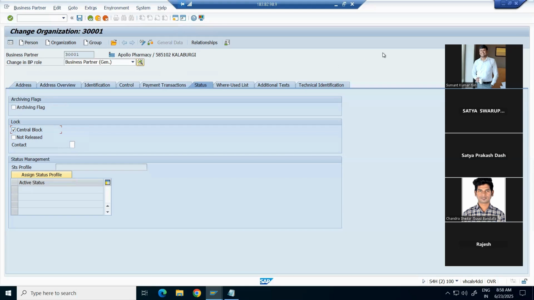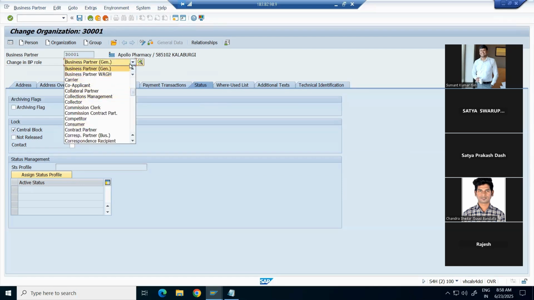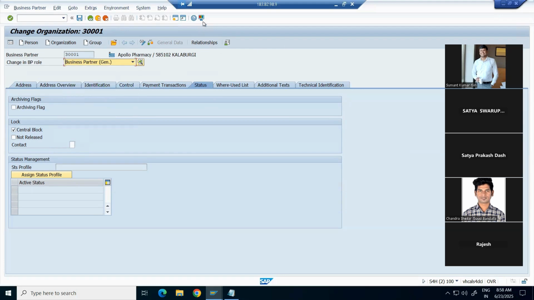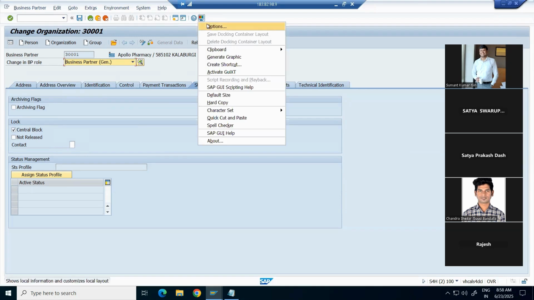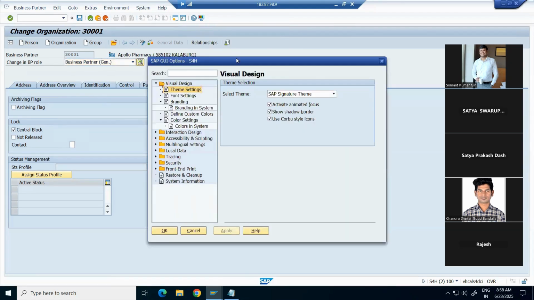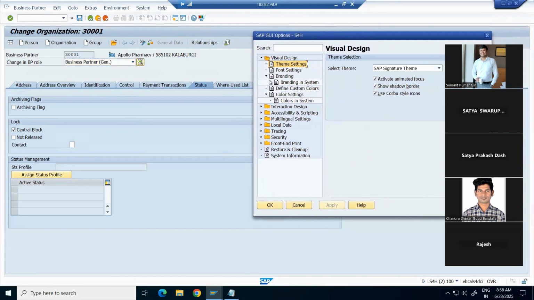Okay, guys, so now see, here if you click on this option, you can see the business partner option is here, business partner, career, all these descriptions are coming here. So we need a description along with the code. To get that, you can click here and go to options. Just have a look properly here. Don't touch any other things here.